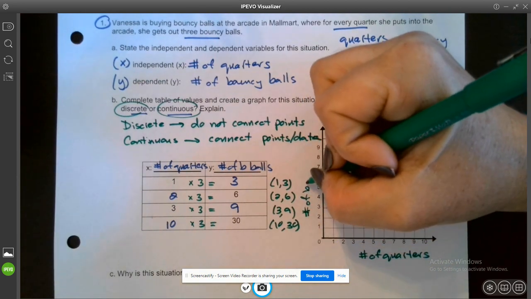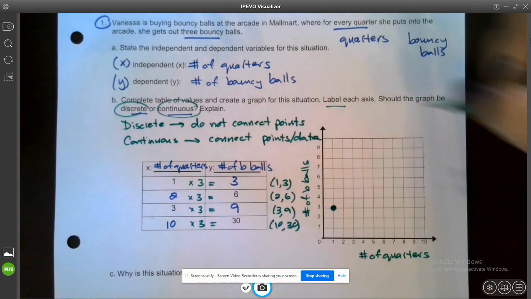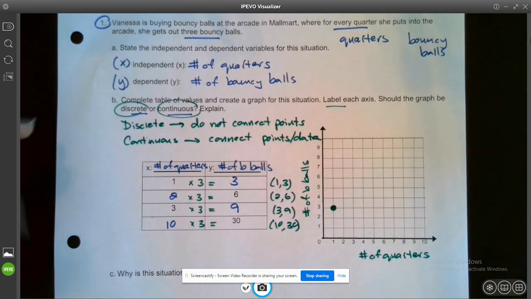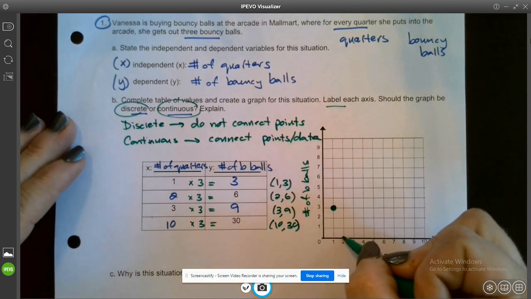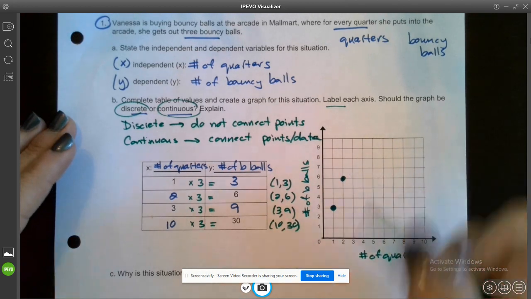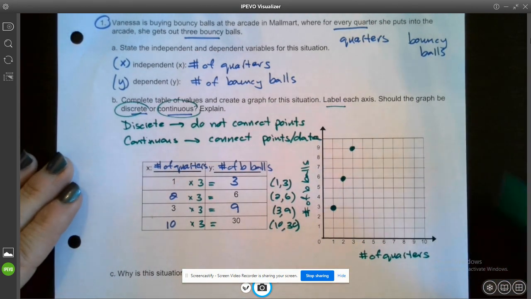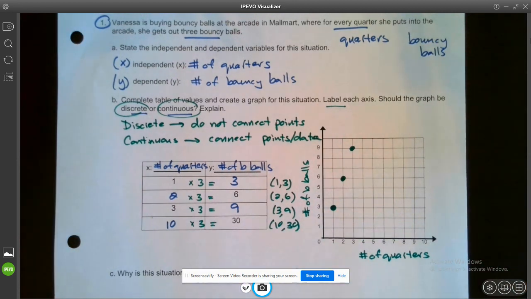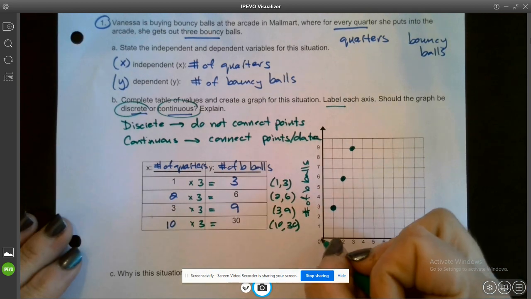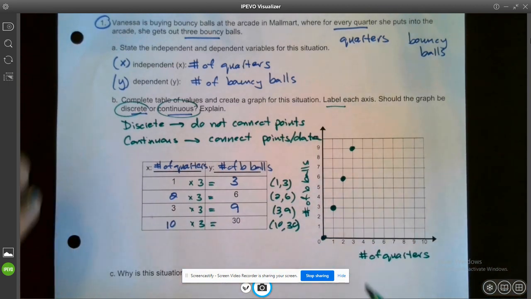So I'm going to write that in. And then let's put these points down. We've got 1, 3. We've got 2, 6. So 2 over 6. Definitely looking linear. I've got 3. It's going to go up to 9. And then 10. Yeah, I'm not doing that one. I'm not doing 10, 30. So that's okay. 0, 0, because again, with 0 quarters, 0 bouncy balls.